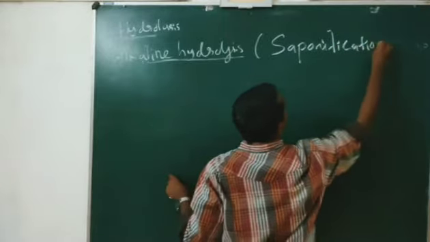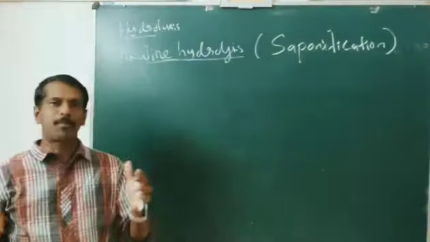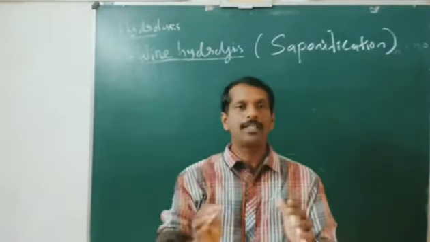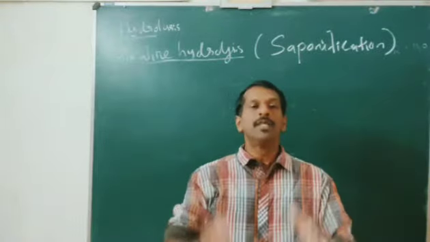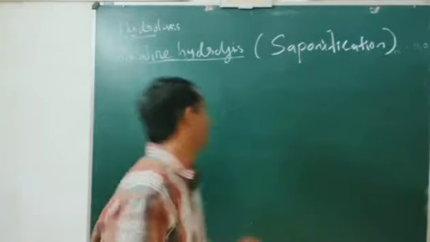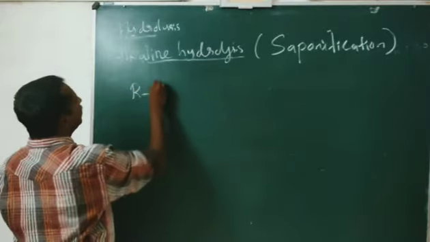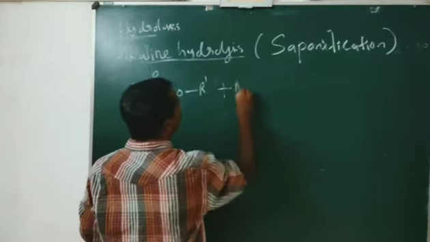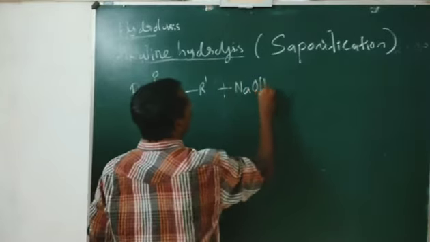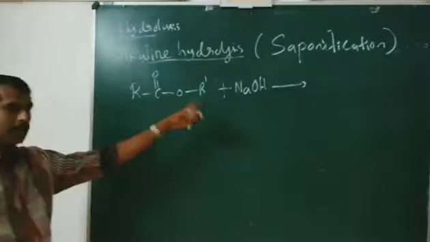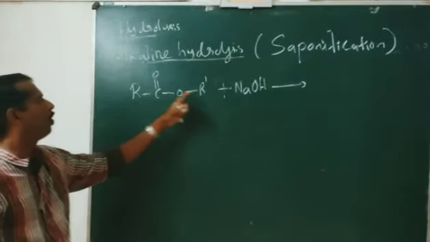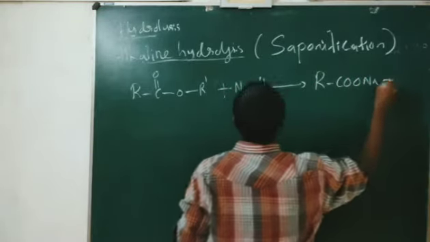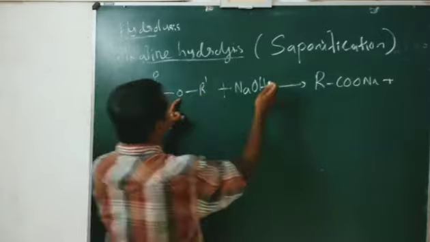The alkaline hydrolysis of ester is also known as saponification reaction. That means hydrolysis of an ester with a base will give sodium salt of the acid and an alcohol. Look at it here: RCOOR', this is an ester. When hydrolyzed with a base, NaOH, what do we get? RCOONa, sodium salt of the acid, plus R'OH.